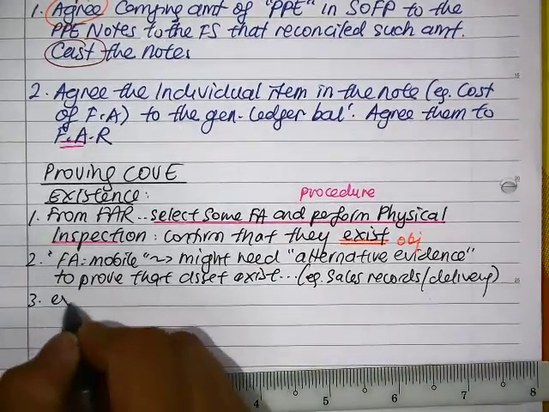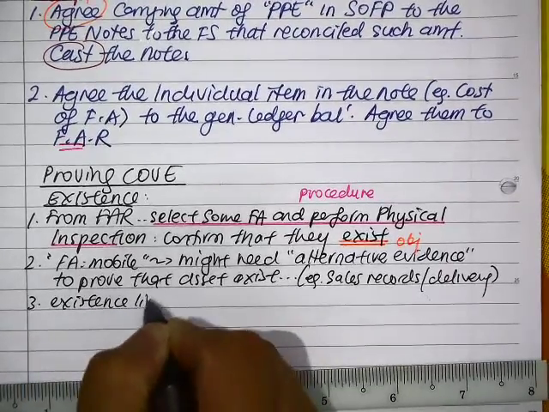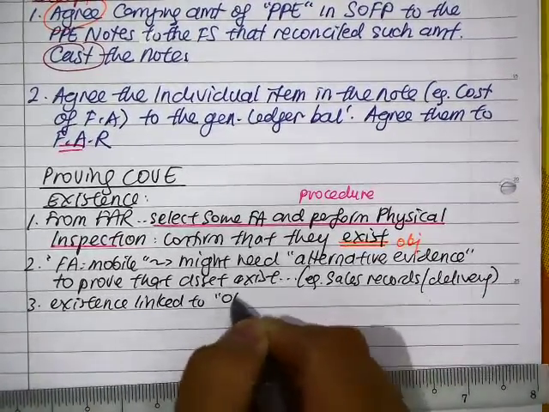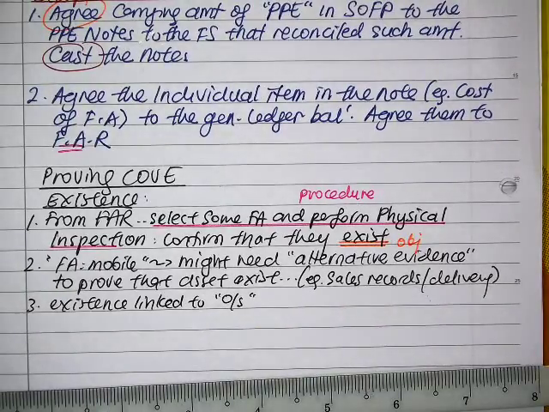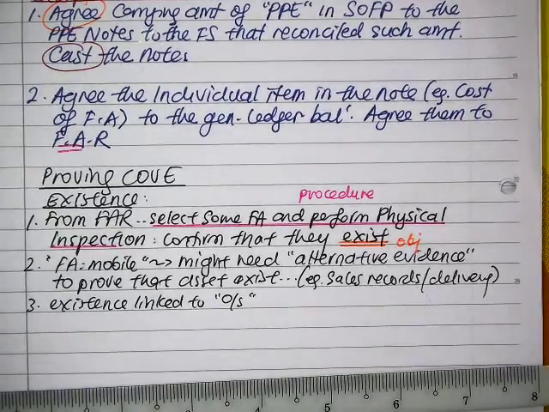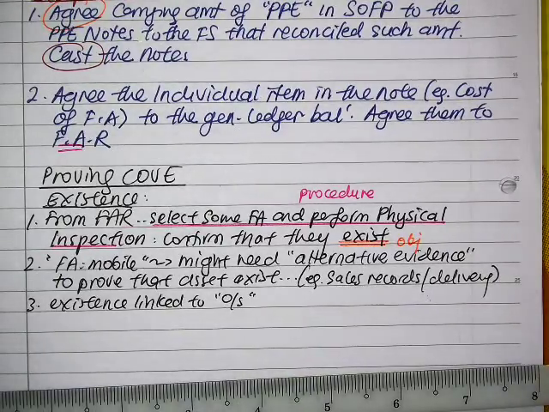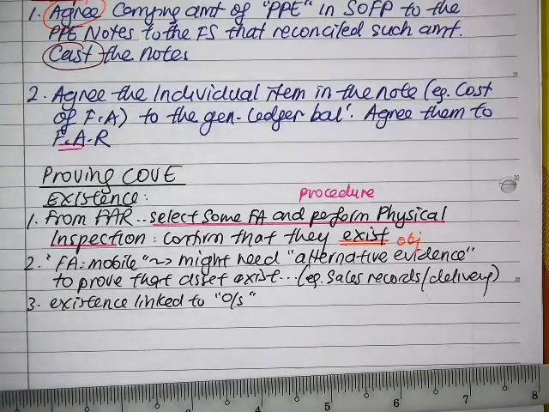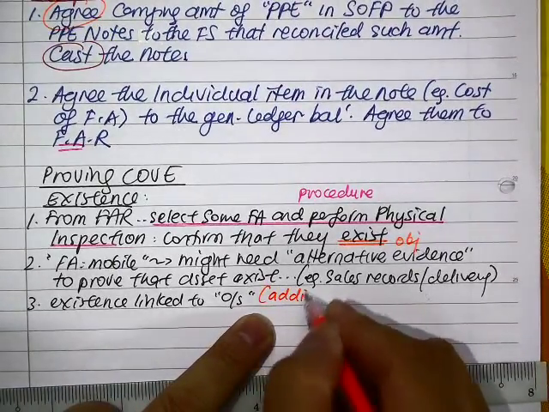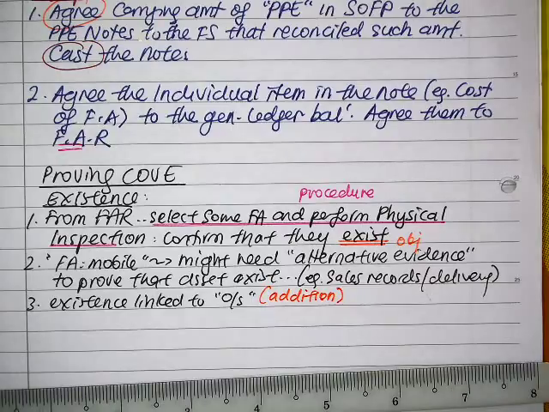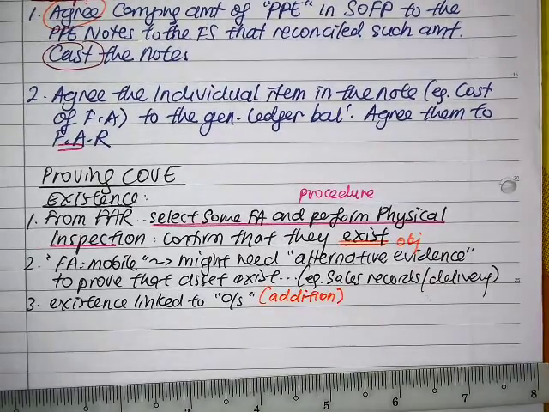Now, existence also linked to overstatement. Would you agree? Because if you record something that it does not exist, you actually overstate the account. That's why sometimes people tell you existence test is overstatement test. Okay, so you overstate the account. Now, so if you think existence will overstate the account, now existence and overstatement will be something that come in when you're going to record a new asset. So I will link this later on when we audit addition. Okay, when we audit addition. Okay, so this is existence.